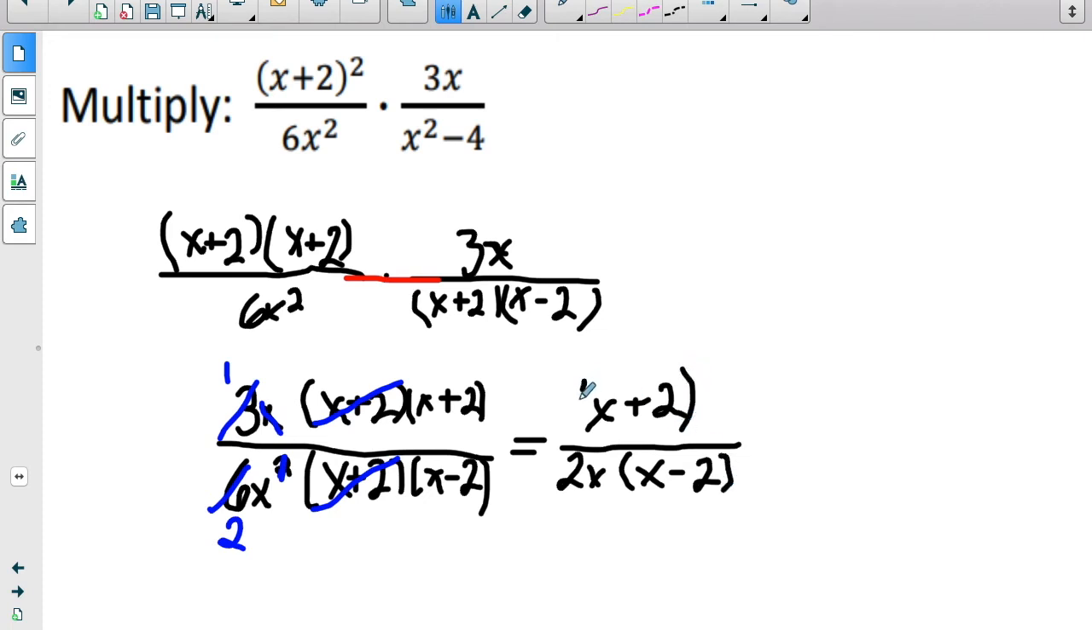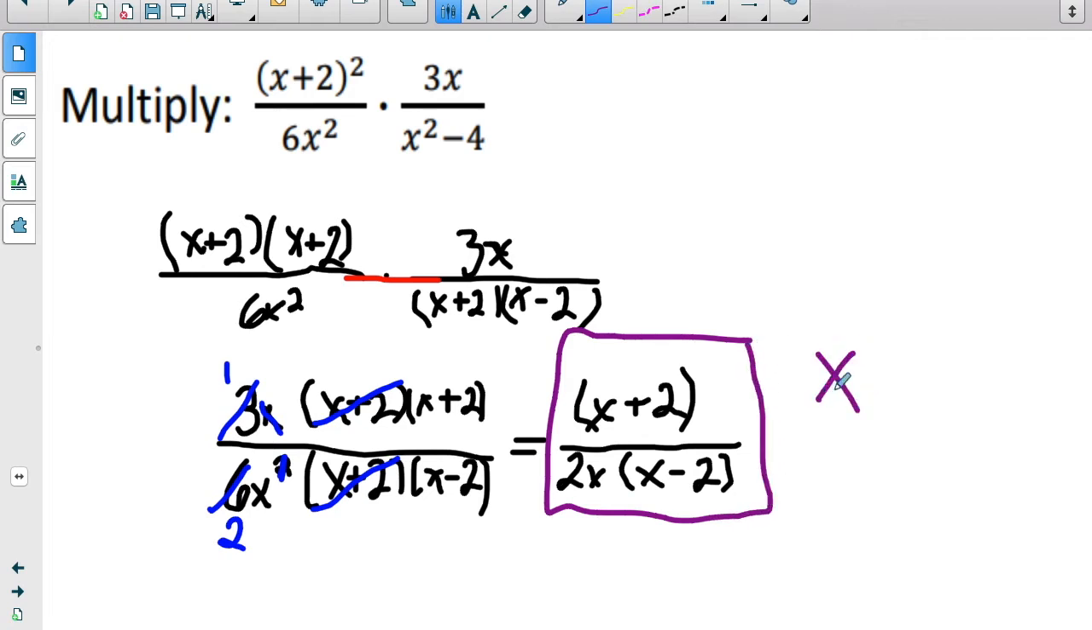Now, we can't simplify anything else out because the x plus 2 on top is stuck together, so we can kind of write parentheses around it. Because this x and the 2x won't simplify out because it's stuck with the x plus 2. Now, so this here is our answer.